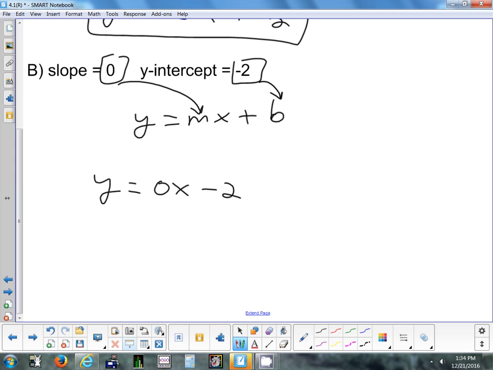I don't have to leave that as 0 times x. What's 0 times anything? 0 times anything is 0. Right? When you multiply something by 0, it cancels out. So what am I left with for an answer? Just Y equals -2. Okay? That's kind of a special case. Okay? When your slope is 0, it's gone. You don't have to write it. And what kind of line did we just say that is? It's a horizontal line.